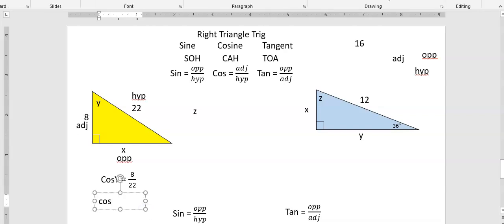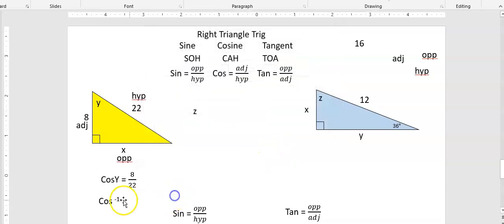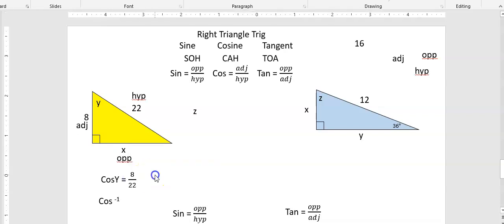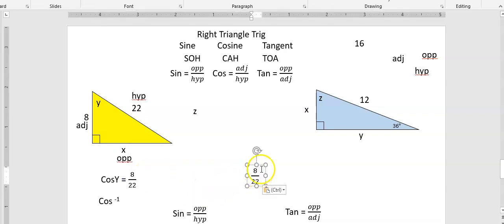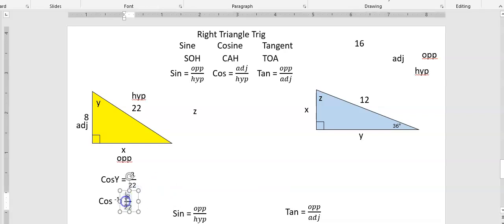Cos inverse, which on the calculator you're going to see a -1, but it's like an exponent. It just represents the inverse. It's not really an exponent of -1. It's just the inverse. So let me raise this up. There we go. And then the fraction. If you feel more comfortable putting a parenthesis on the outside, you can do that as well.